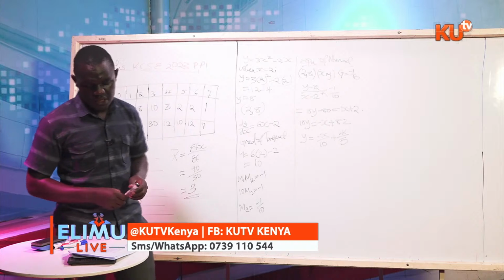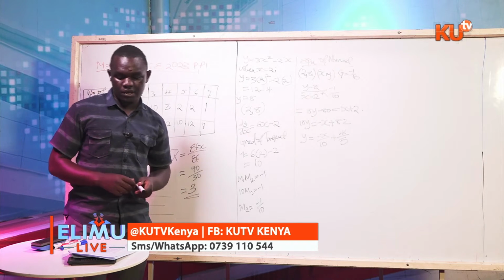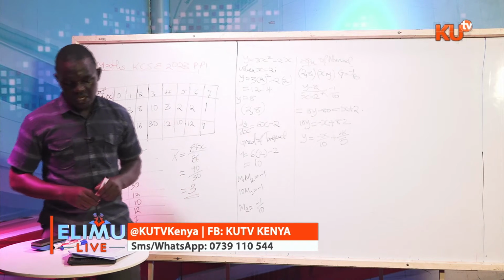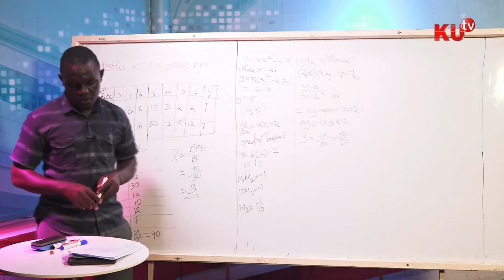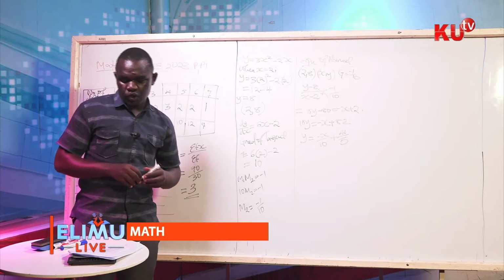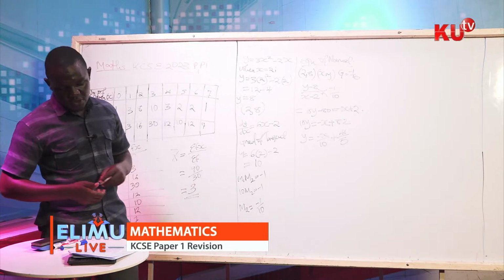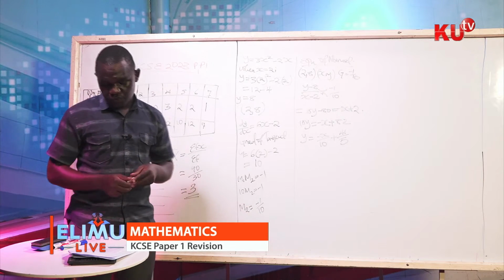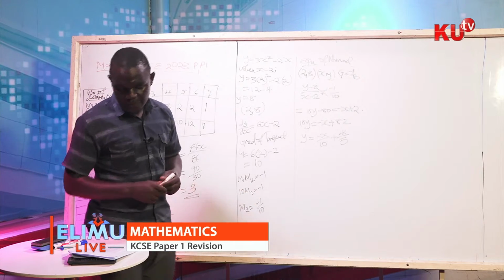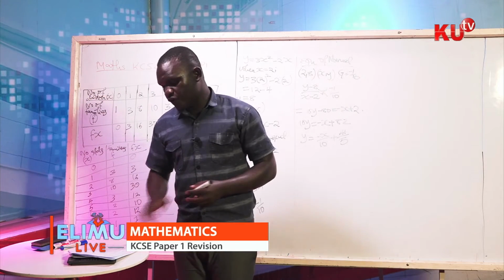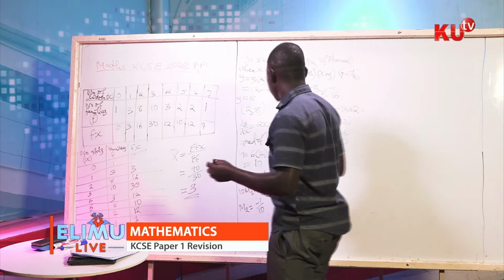Question number 16, dear students. On the following Cartesian plane provided, solve this simultaneous equation. Now, to solve the simultaneous equations, this is also Form 1 work. You have the first equation as y equals to 4 over 3x.